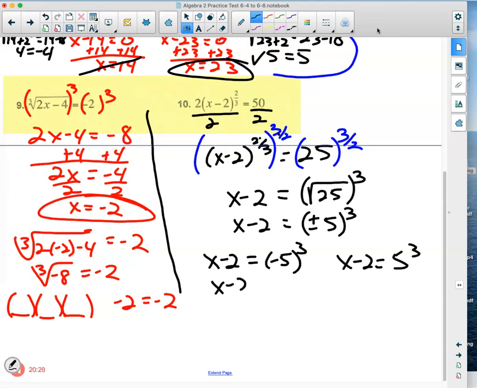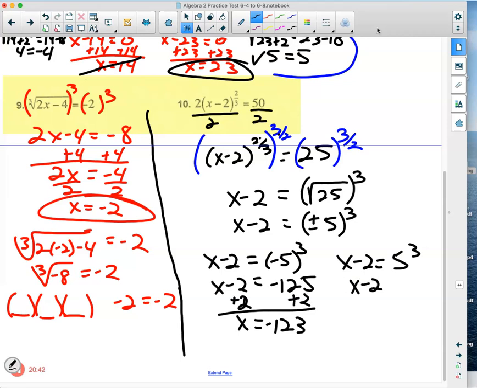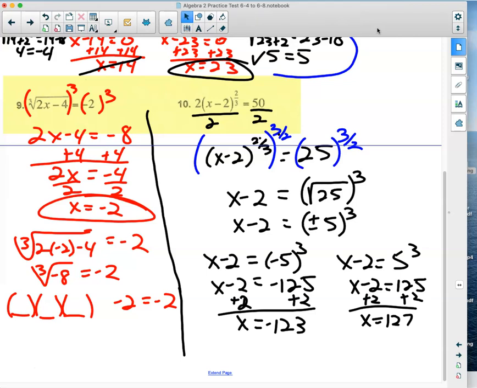Well, let's see what happens. So -5 times -5 times -5 is -125. And then we add 2 to both sides, and x equals -123. And for the second one, we have x minus 2 equals 125, because 5 to the third is 125. And we add 2, and x equals 127. But we have to check. We have to make sure that that's going to work.